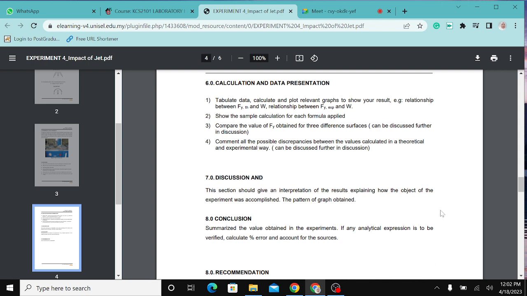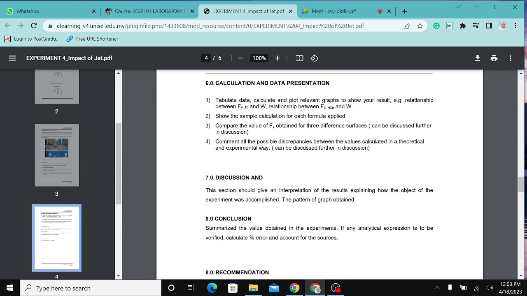Okay, so for data collections, similar to experiment number 3, you need to record your raw data and then show relevant graph. For example, relationship between your Fy and the W, or it can be relationship between Fy and the Fy with the experiment. So this is TH, meaning theoretical value, like true value, and then what you have from the demonstration is here.